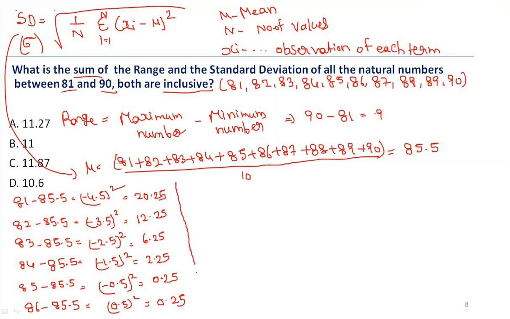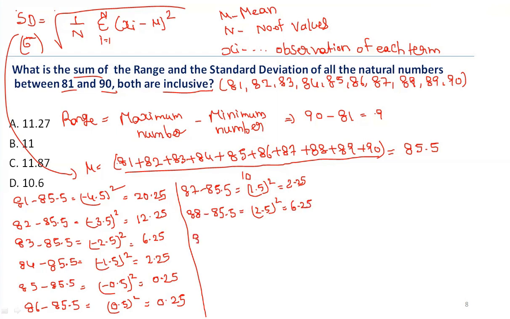Okay. So let's apply the same to the remaining values also. 87 minus 85.5. How much will be the value? It is nothing but 1.5 whole square, right? So 1.5 whole square means again it is 2.25. So let's do the same thing for 88. 88 minus 85.5, if you subtract, that is nothing but 2.5. 2.5 whole square is nothing but 6.25.